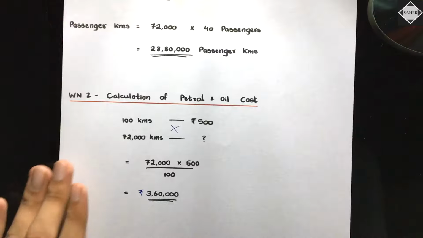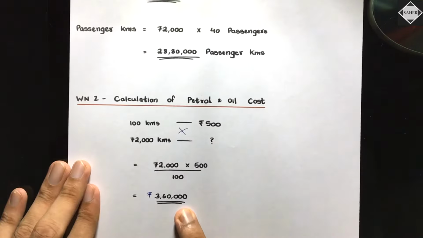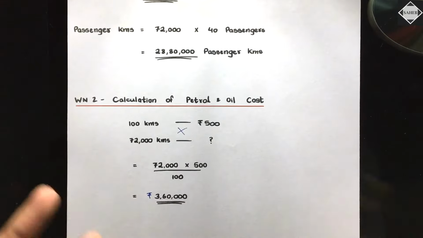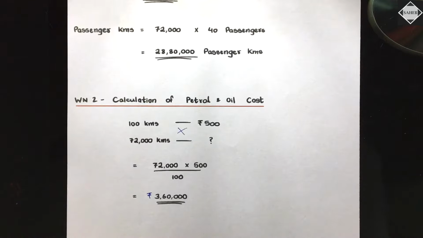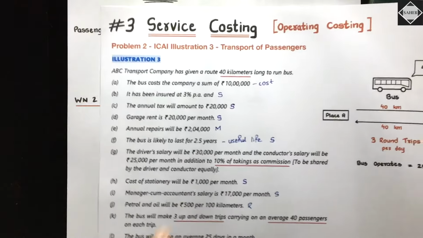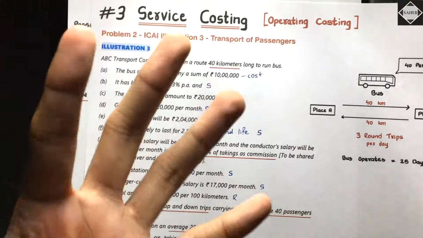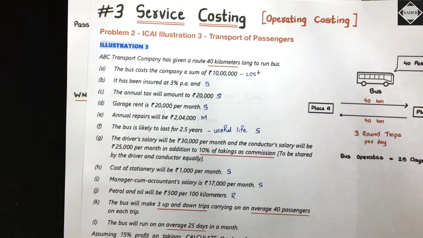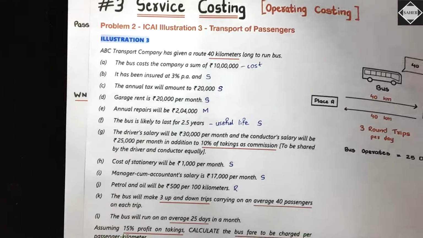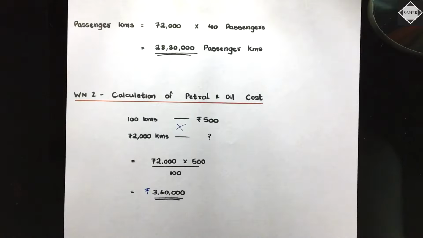Two working notes we have done. We have passenger kilometers, we got the petrol and oil cost also, and we know the depreciation also. For that, a little bit of calculation was there. For depreciation, what you have to do? 10 lakh divided by 2.5. 4 lakh is the depreciation. Okay, fine. One more calculation we have to do. We will do that once we prepare the operating cost sheet. Okay. Let's see the operating cost sheet now.